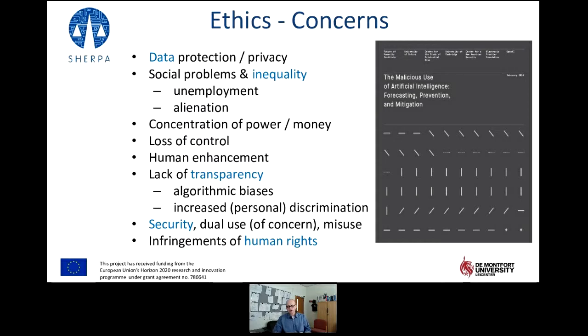There's a big discussion around transparency. How do we know whether there are biases built into the algorithms, biases that are picked up through the use of biased data, which then can lead to discrimination, to disadvantages for individuals on the basis of characteristics that are protected or that have nothing to do with the decision in question. There are worries around security, and that's the picture you see on the right. There's a recent report around misuse of artificial intelligence. And generally, there are worries around possible human rights infringements.